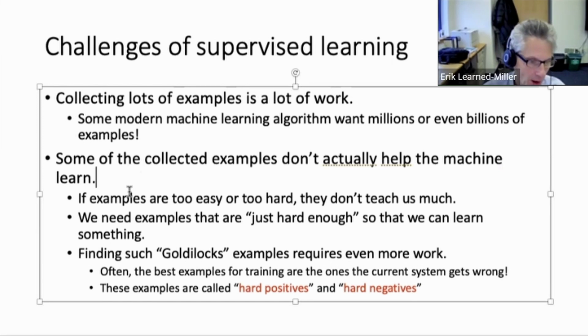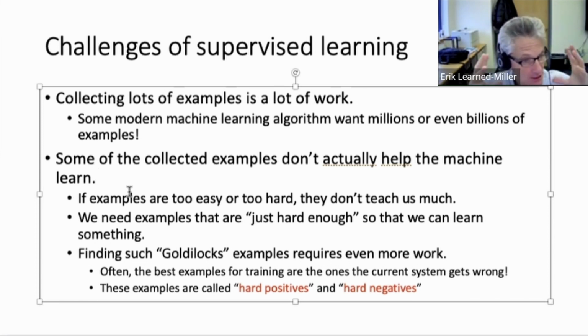Another issue is that some of the collected examples don't actually help the machine learn that much. So I want to give you an analogy here. Imagine you had a math teacher and they just kept giving you one-digit addition problems over and over and over. You know, what's 1 plus 2? What's 2 plus 3? What's 3 plus 2? What's 5 plus 1? Well, after a while, you're not learning much from these examples. You need to move on to harder examples in order for your learning to continue.